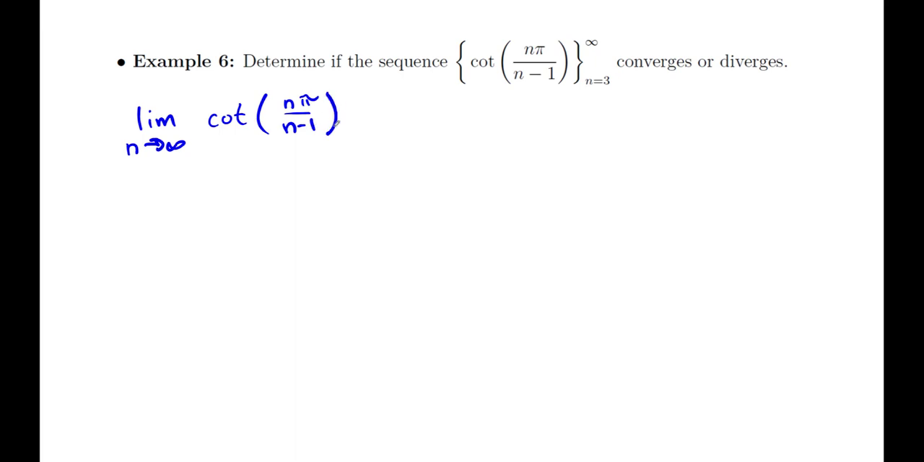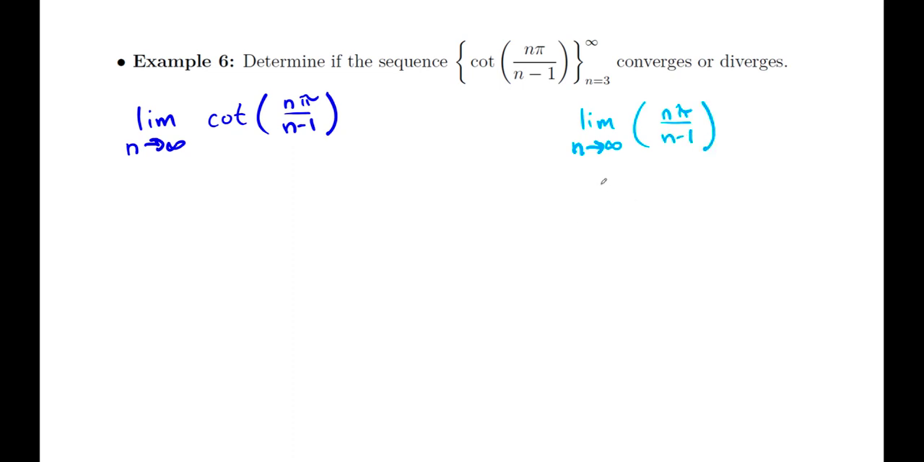Now, what might be worth doing here is to figure out what happens just to this expression, right? Let's just focus on that. So over on the side here, change my color. Let's figure this out. Limit as n goes to infinity of n pi over n minus 1.